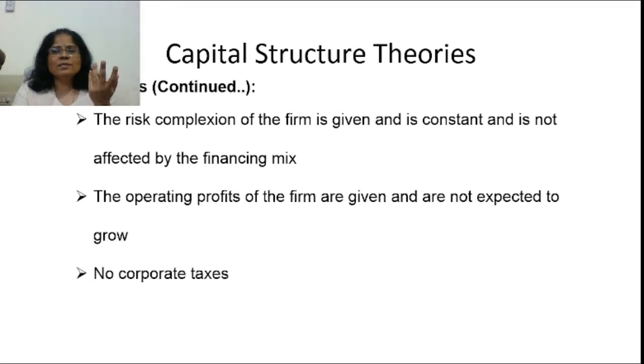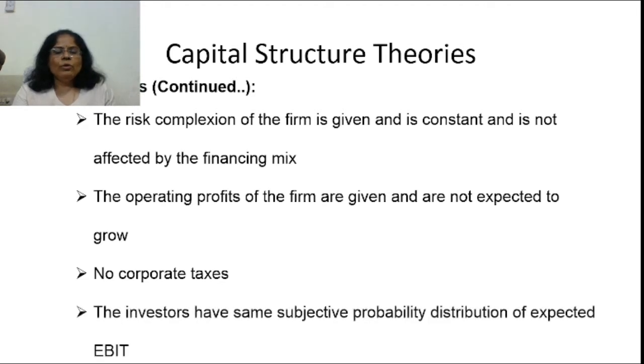Now there are no corporate taxes, because if you calculate tax, the retained earnings or dividends are going to change, and automatically your value of the firm is also going to be affected. So let us assume that there are no corporate taxes. These are the assumptions under capital structure theories. Clear? I hope you are clear. Now the investors have the same expected EBIT. There is no change in their earnings also. So earnings same, no corporate tax, no change in operating profits, no change in the risk, no change in investment decisions, and there are no retained earnings.